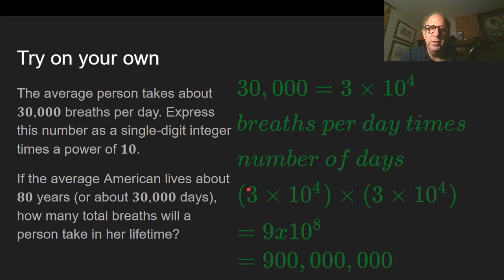So I can move and multiply in any order I want. So I'm going to do 3 times 3 is 9, 10 to the fourth times 10 to the fourth. I'm going to add the exponents. That gives me 10 to the eighth. My x is a little off here, but it's 9 times 10 to the eighth. So I'm going to put 8 zeros in there. So it's about 900 million breaths per life if you live 80 years.